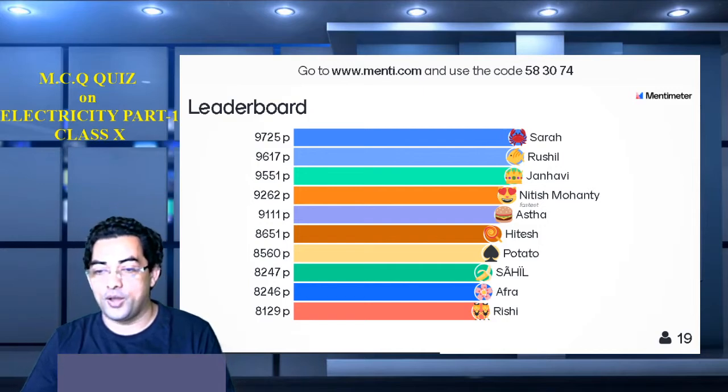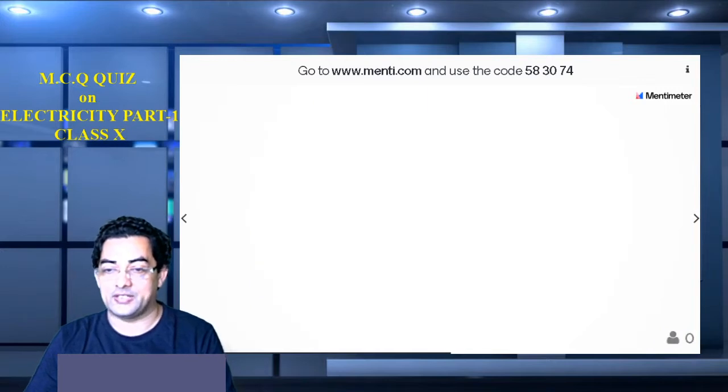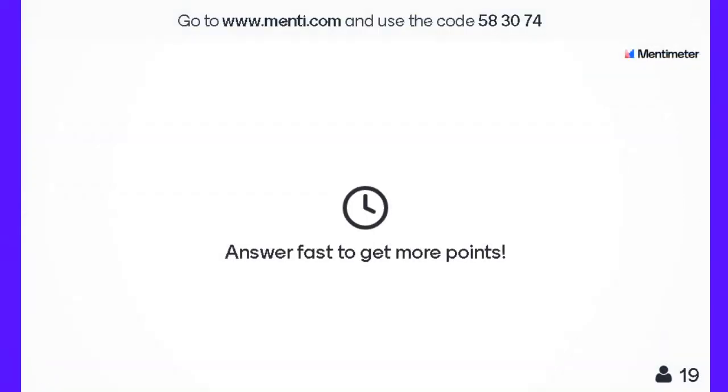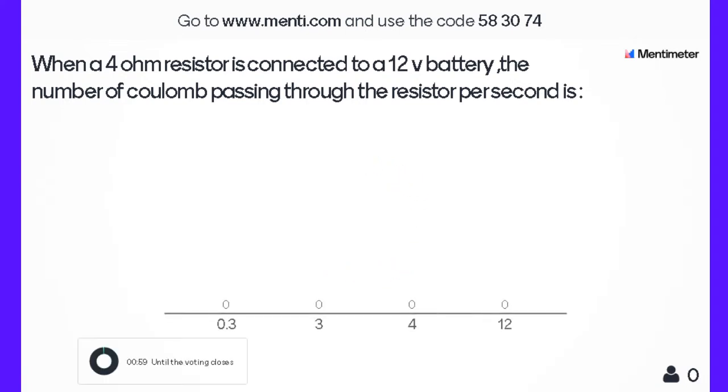Let's move on to the next question, guys. So the next question onto your screens is this. When a 4 ohm resistor is connected to a 12 volt battery, the number of coulombs passing through the resistor per second is this one. 4 ohms, 12 volts. The number of coulombs. This is going to be a tricky one.